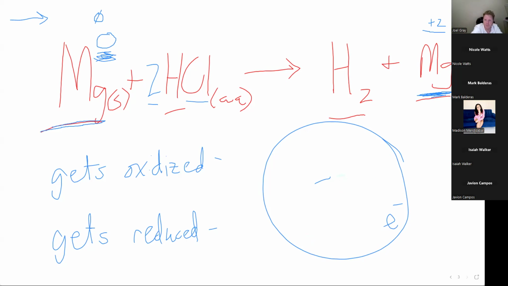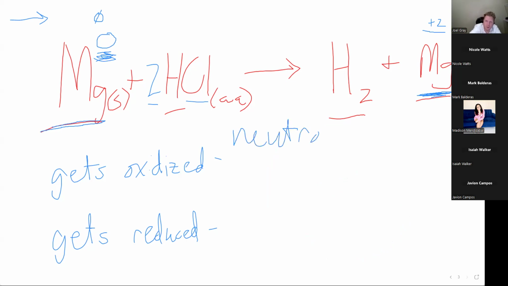So now I'm going to erase my ion there. So what we can say is that if you go from neutral to positive, that is the species that gets oxidized. So I can say magnesium. Magnesium gets oxidized. Okay. Does anyone have any questions about that?